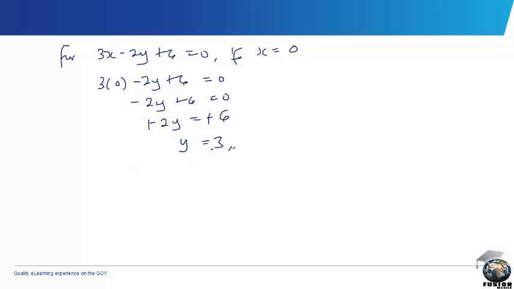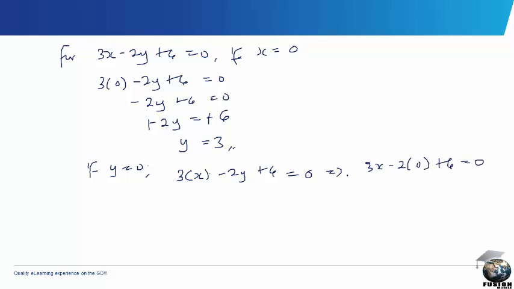What if we place y equal to 0? We have 3x minus 2y plus 6 equal to 0, to mean that we have 3x minus 0 plus 6 equal to 0, and so we have 3x plus 6 equal to 0, and then 3x is equal to minus 6, and x is equal to minus 6 over 3, and so x is equal to minus 2.